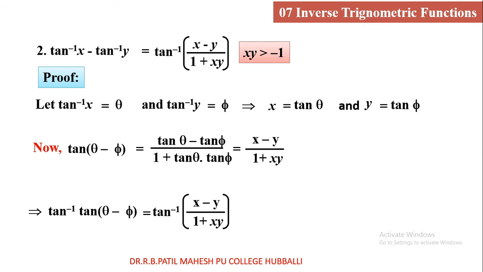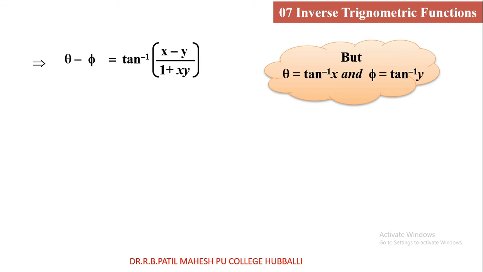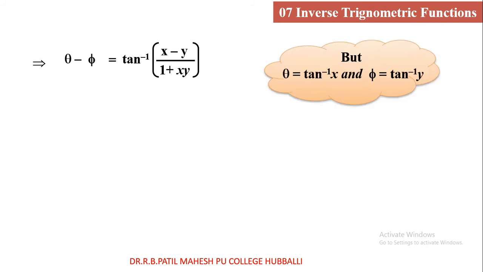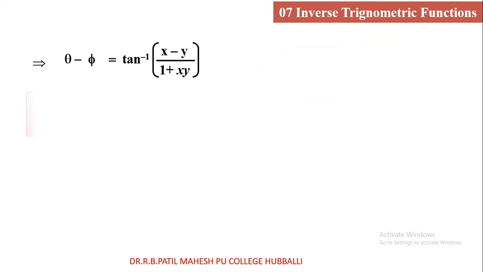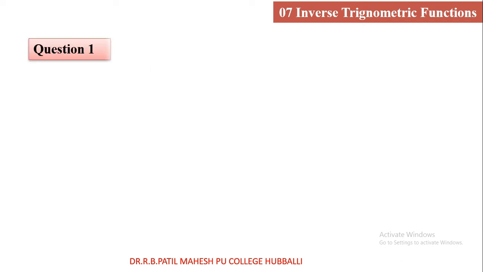So that in the LHS, tan inverse and tan get cancelled. Theta minus pi is equal to tan inverse of x minus y upon 1 plus x into y. So replace theta and pi value, that is tan inverse x and tan inverse y. So that will be tan inverse x minus tan inverse y is equal to tan inverse of x minus y upon 1 plus x into y. These are the two theorems that will help us to solve complex inverse trigonometric problems. Based on these, let us have questions.